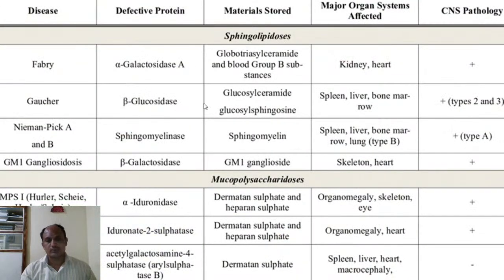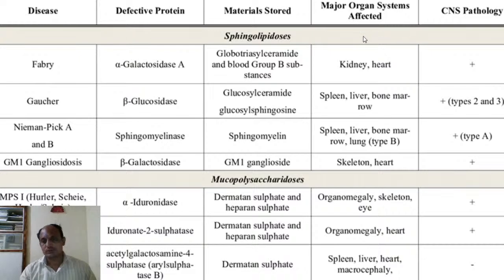This is another table which also explains the different types of lysosomal storage diseases, or metabolic disorders. All these are metabolic disorders. For example, the first column includes the name of the diseases. Then in the second column there is the defective protein or enzyme. Then the materials which get accumulated because of the deficiency of such enzymes.